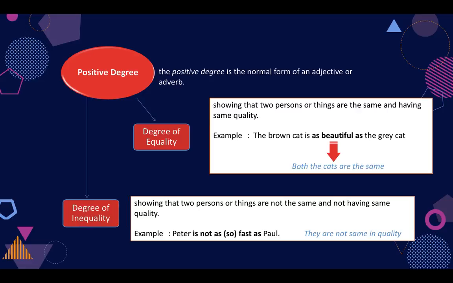And the second, degree of inequality, showing that two persons or things are not the same and do not have the same quality. For example, Peter is not as fast as Paul. They are not the same in quality.